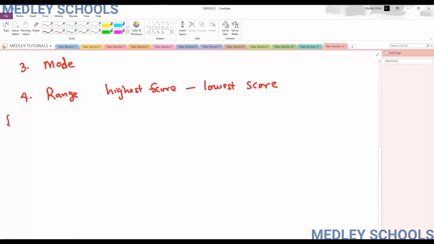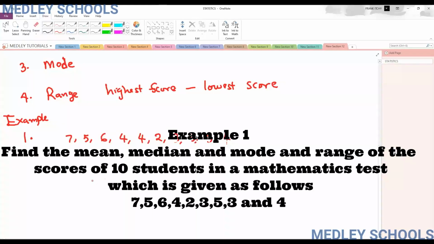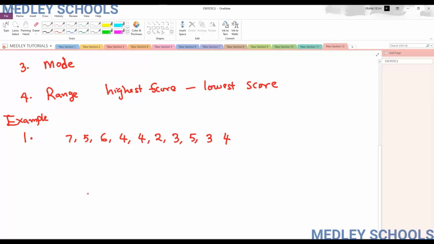So example 1. We are given this data, and the question asks us to find the mean, the median, the mode, and the range of the score. The score is the score of 10 students, what they scored in a mathematics test. Now we're going to take it one after the other. Part A asks us to find the mean.